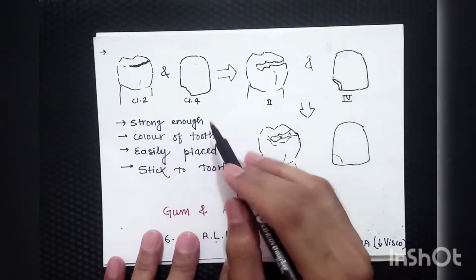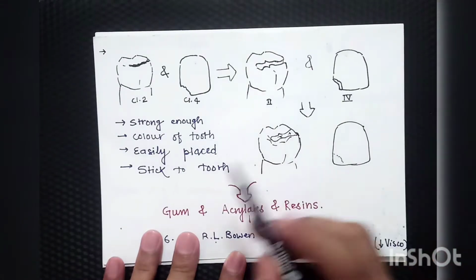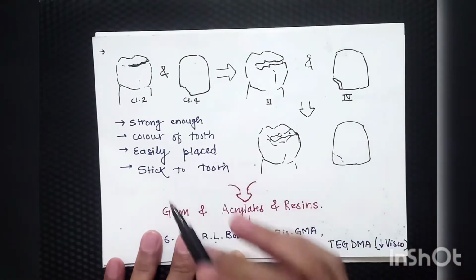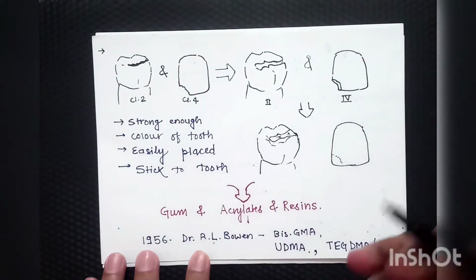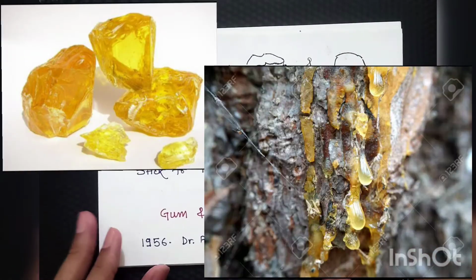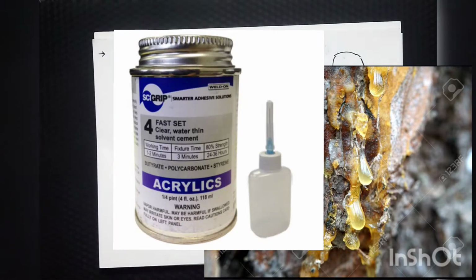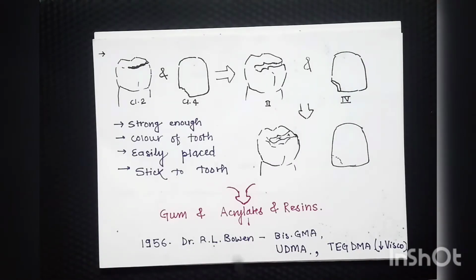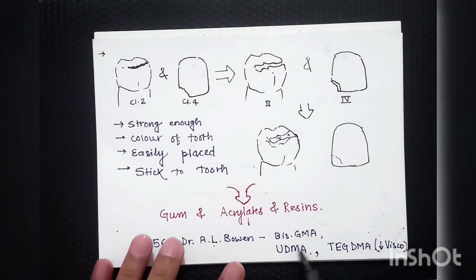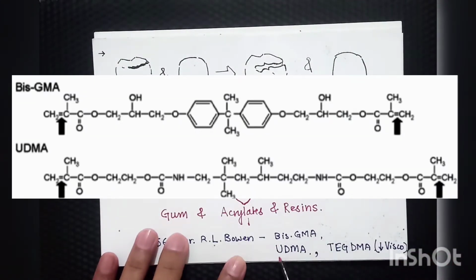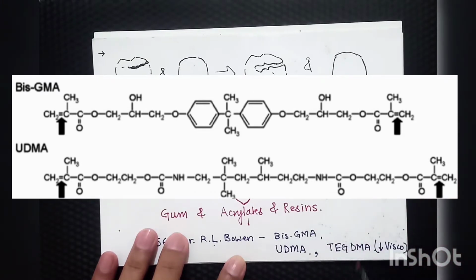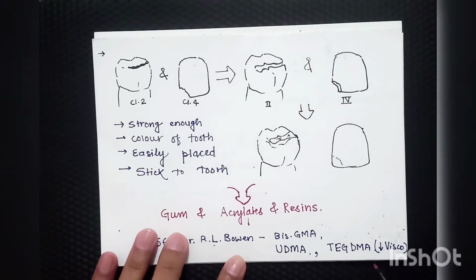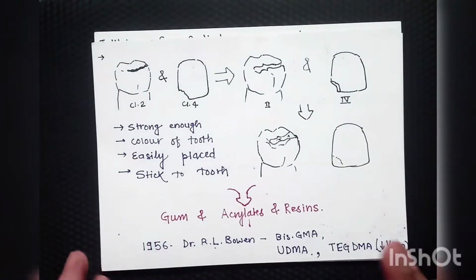These materials should be strong enough, they should have the color of the teeth, they should be easily placed, and they should stick with the tooth. Now the materials which can stick with the tooth include resins, gums, or we can say acrylics. In 1956 Dr. R.L. Bowen introduced bisphenol glycidyl dimethacrylate, that is bis-GMA, or UDMA, also called urethane dimethacrylate. Along with that, we include TEG-DMA, that is triethylene glycol dimethacrylate, which reduces the viscosity of this resin material.